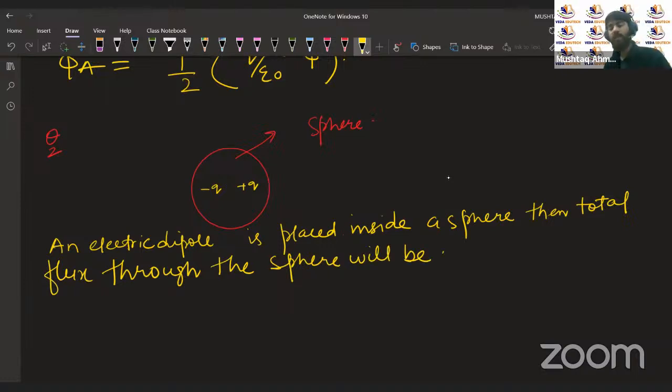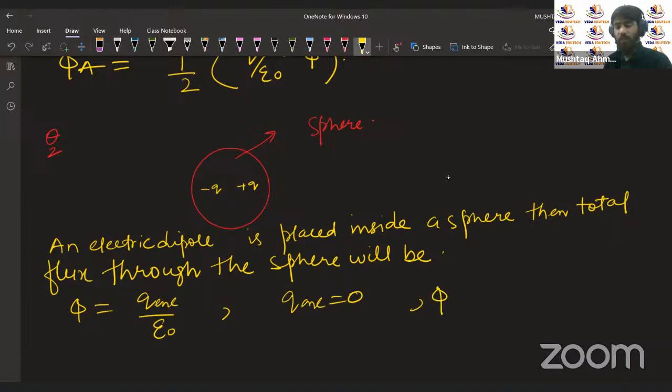And we know that total flux is nothing but the charge enclosed upon epsilon naught. And with respect to the dipole, the total charge of a dipole is zero, right? These are two equal and opposite charges. So for any dipole, the total charge is equal to zero, right? So the Q enclosed for this sphere will be zero, or we can say the flux because of this dipole will be zero through this sphere, right?